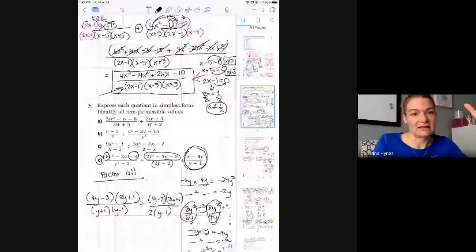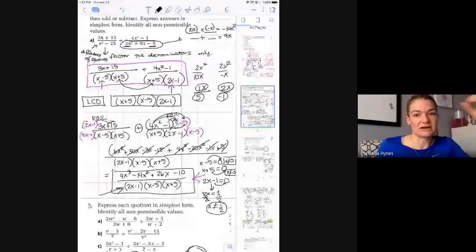Like I said, guys, factoring is key. If you can't factor, stop, practice factoring, and then revisit this. Make sure you're confident that you can factor correctly.